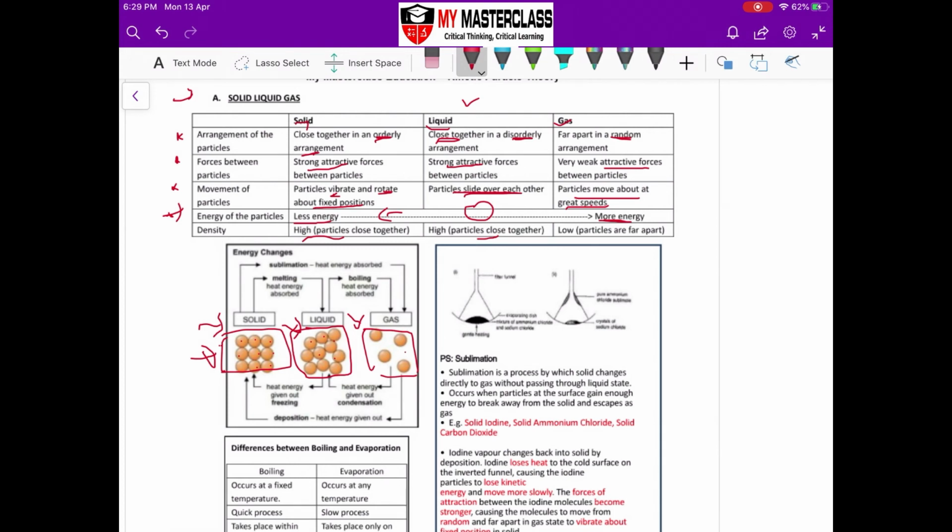And then for gas, they are random and far apart, so draw them random and far apart, and draw some space in between them because they can be compressed.